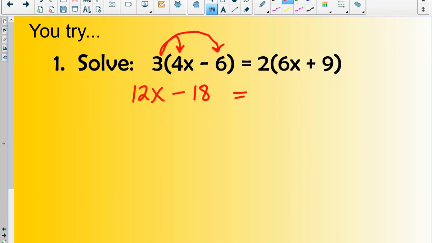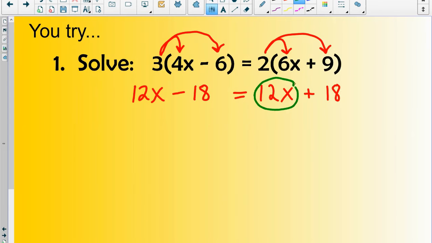On the right-hand side, we would also distribute, but this time we're distributing the 2. 2 times 6x is 12x, and 2 times 9 is 18. So if we take a look at what we have there, 12x minus 18 equals 12x plus 18, we notice they're different. Our next step in the two-sided equation is to try to move the variables to the same side. Just to be consistent, I'm going to go ahead and try to move this 12x to the left.